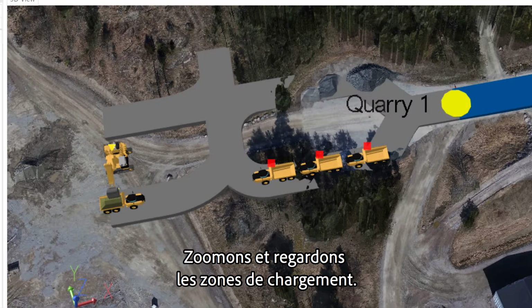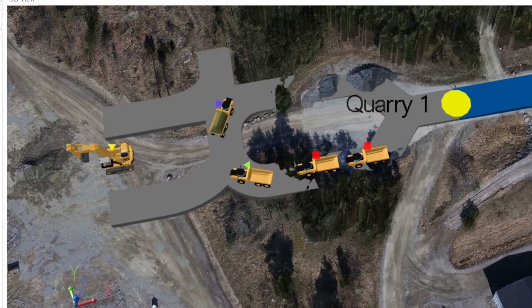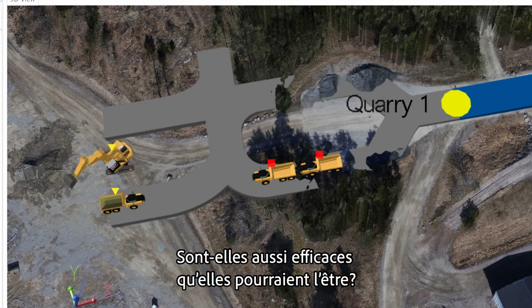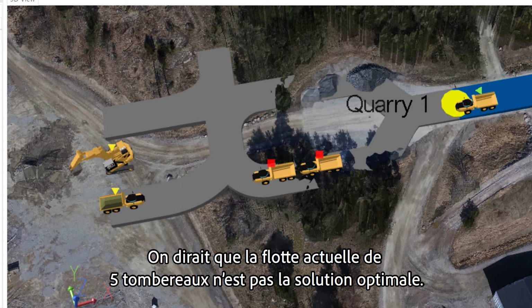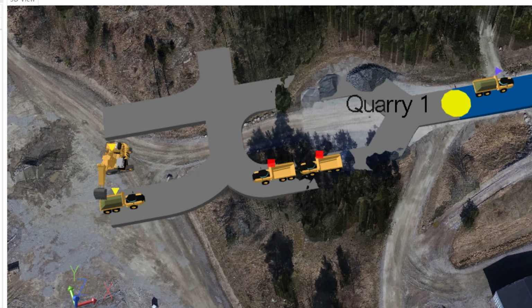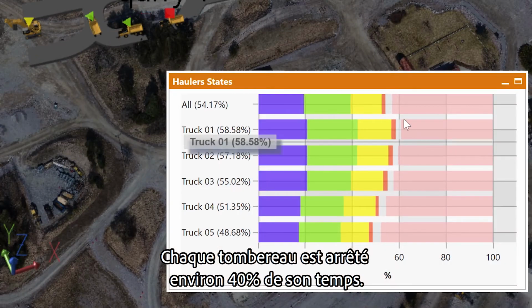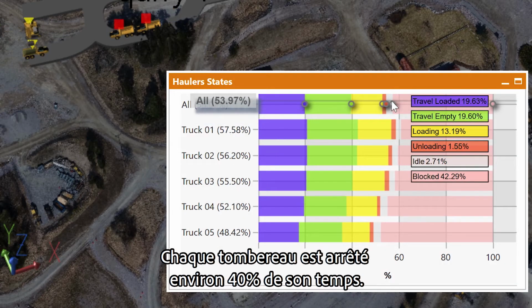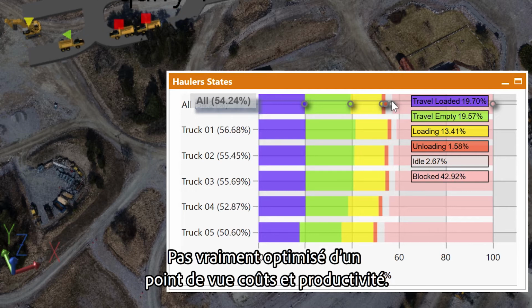Zoom in and look at the loading area. Is it really operating as efficiently as it can be? It looks like this current fleet of 5 haulers is not an optimal solution. Each hauler is blocked around 40% of the time. Not really optimized from a cost and productions perspective.